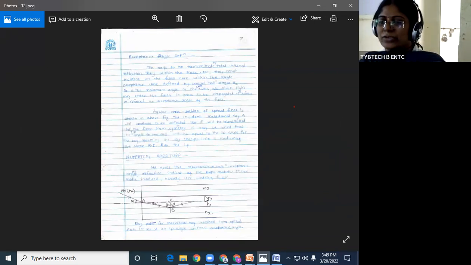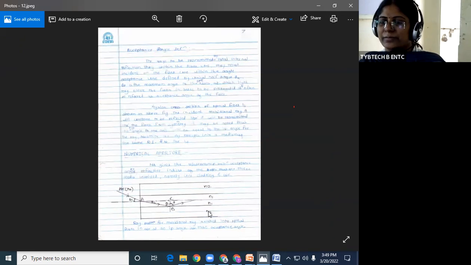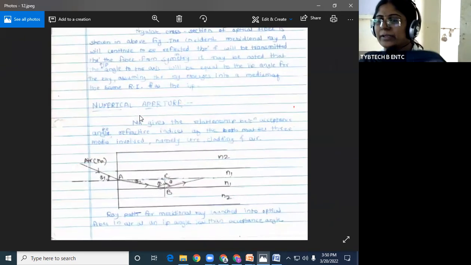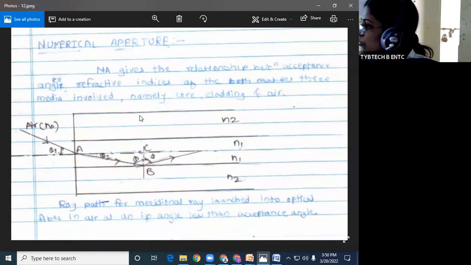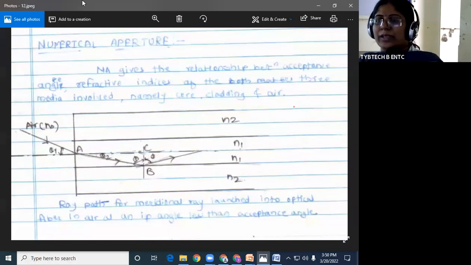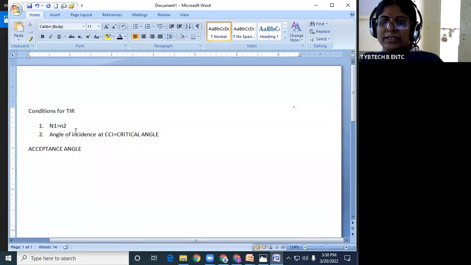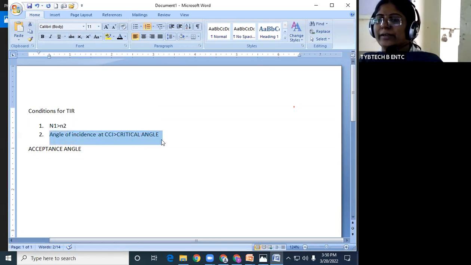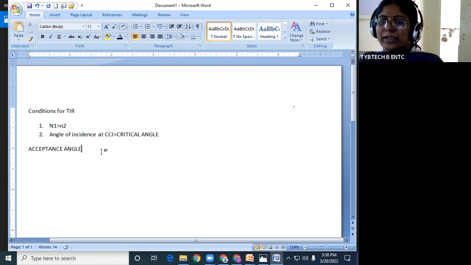Now this point actually we have started in the previous lecture, but to understand this point, the basic revision of the previous points I have done. So I hope all of you are clear with that. Three conditions. First condition काय? N1 should be greater than N2. Then angle of incidence at core cladding interface should be greater than critical angle.